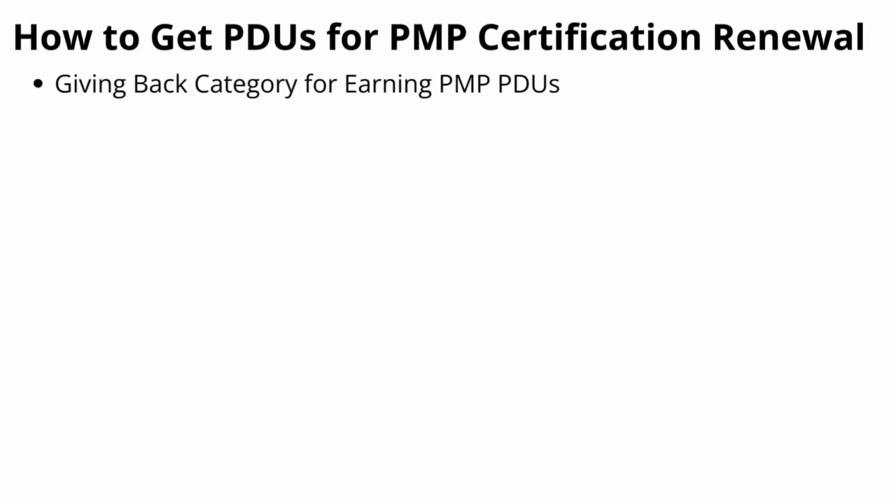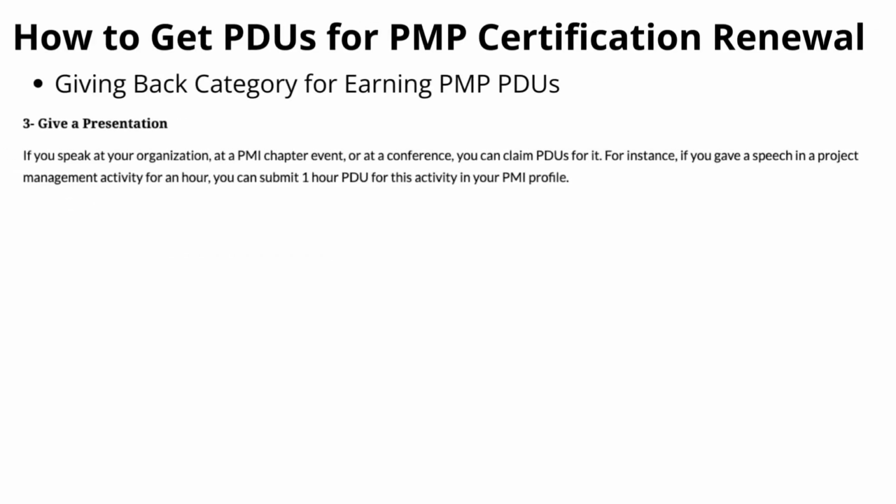3. Give a presentation. If you speak at your organization, at a PMI chapter event, or at a conference, you can claim PDUs for it. For instance, if you gave a speech in a project management activity for an hour, you can submit 1 hour PDU for this activity in your PMI profile.